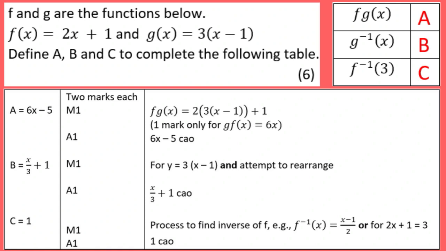Finally, f to the minus 1 of 3, we need to first work out f to the minus 1 of x, and then plug in 3, or set 2x plus 1 to equal 3, rearrange to get a value of x that works. If we do the inverse method, we set y equals 2x plus 1, we rearrange to make x the subject and replace x with y, we get that the inverse function for f is x minus 1 over 2. If we substitute in 3, we get 3 minus 1 over 2, or 2 over 2, which equals 1.